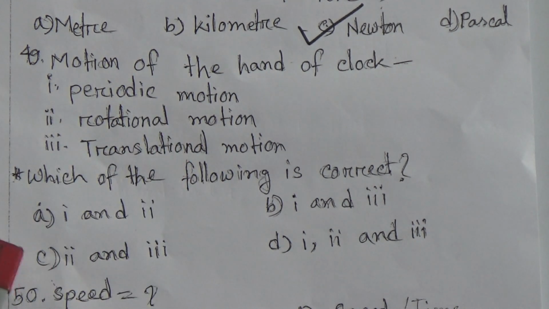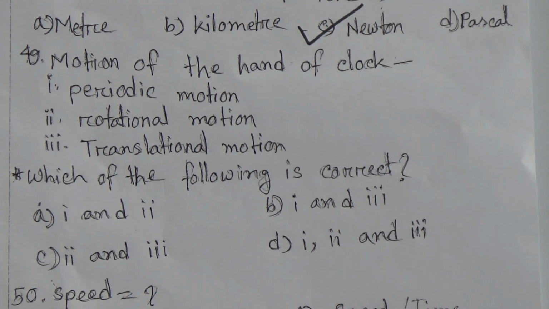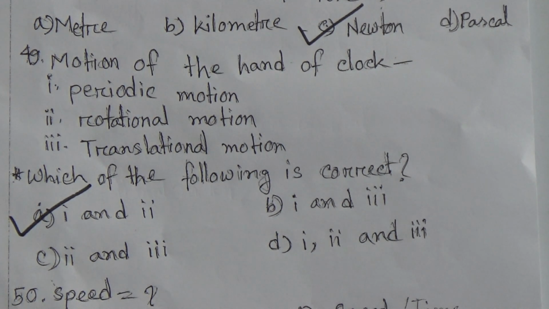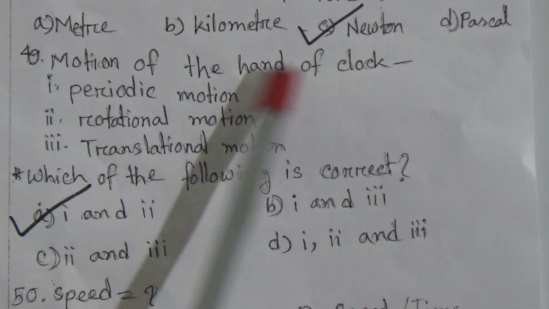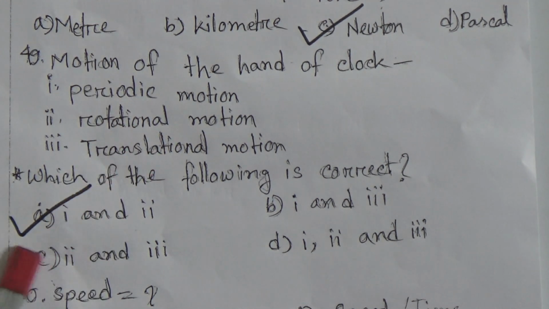So our correct answer is option A. That means 1 and 2 are correct. Put a tick mark on option A. Dear students, I am repeating again. The motion of the hand of a clock is periodic motion and rotational motion. That means A is our correct answer, 1 and 2.